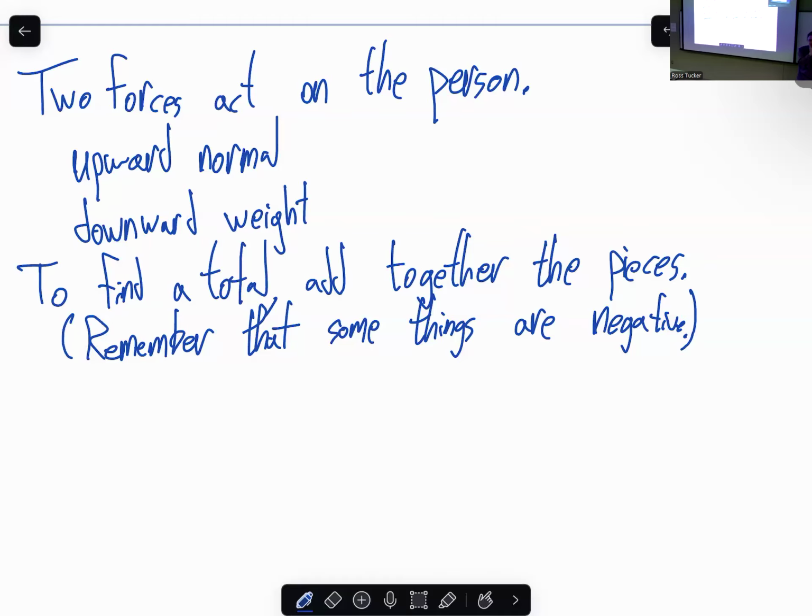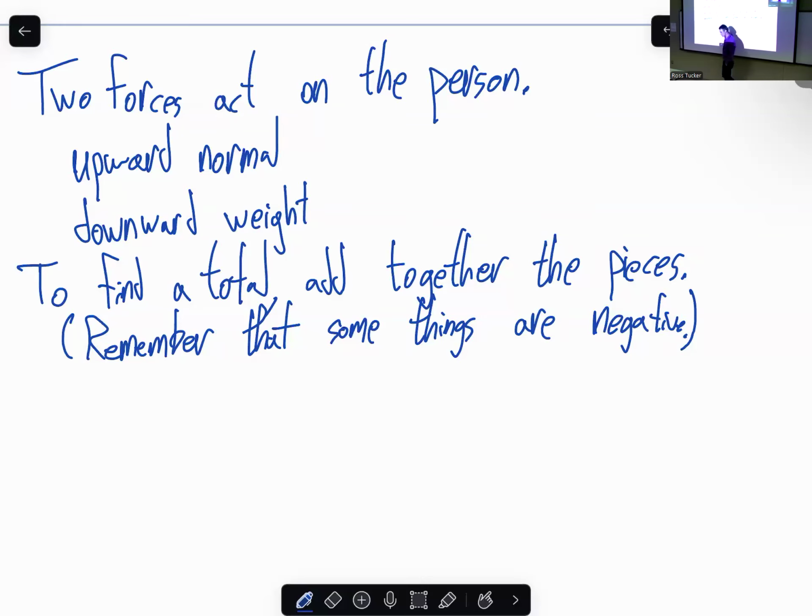I would say you always use addition, but some numbers are negative. Total means add, do not multiply. Multiplication is not what I say when I say add things together. Adding means add, not multiply.